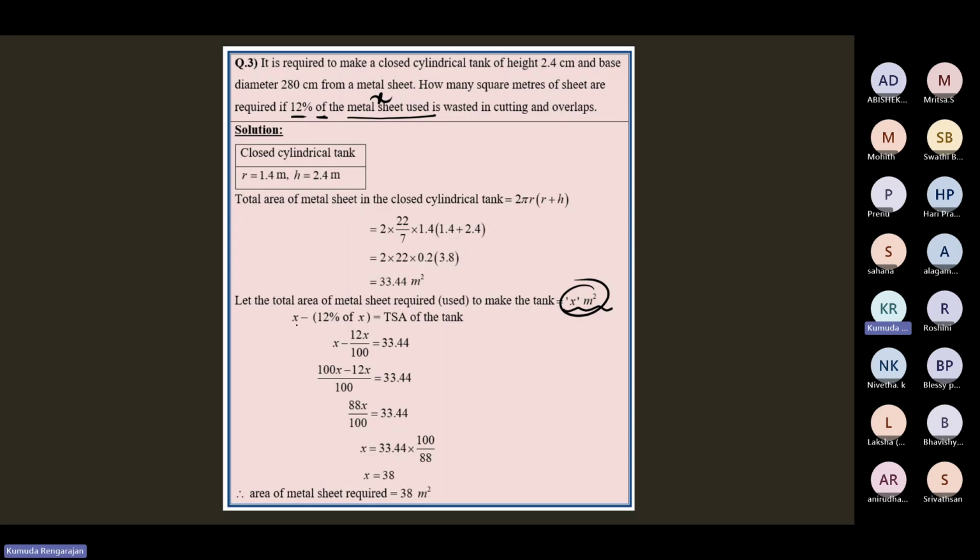So you purchased X. 12% of X is wasted. So minus, wastage should be subtracted. So you purchased X minus the wastage. Now that remaining thing, that remaining metal sheet, where is it now? It is in the TSA of the tank.